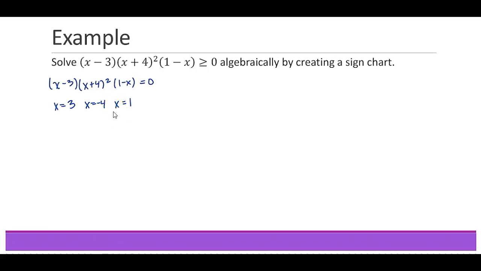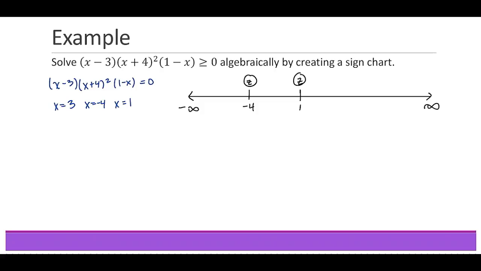So in the same way you'd find them to graph them, we're going to find them, but to put them on a number line. So we're going to go ahead and graph our number line. And the domain of any polynomial is all real numbers. So our number line will have -infinity to infinity. And we'll plot our zeros. -4 is a 0. We have +1 is a 0. And +3 is a 0.